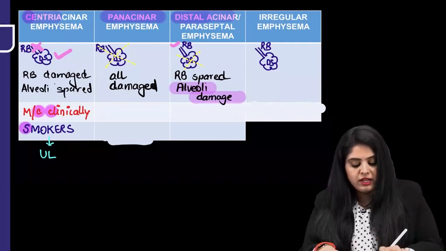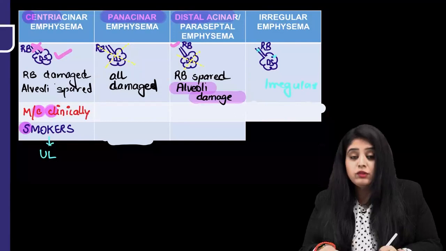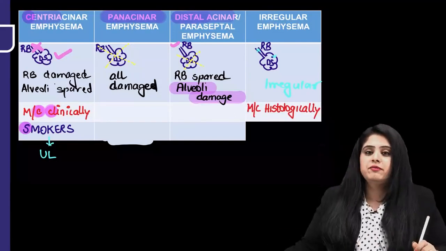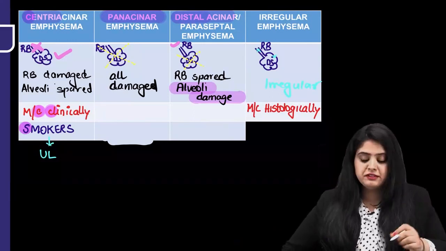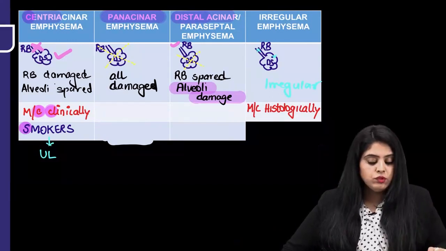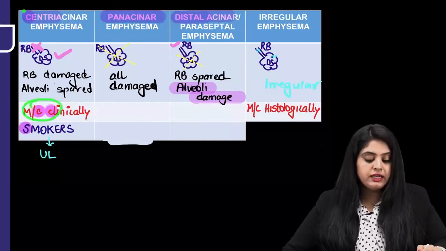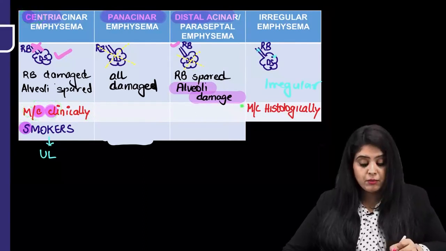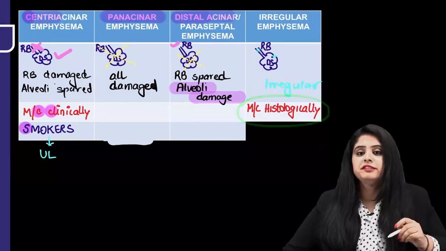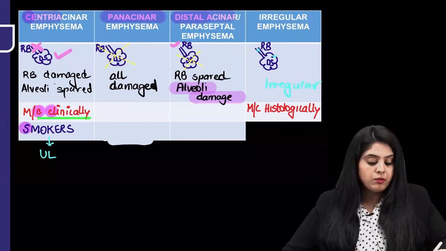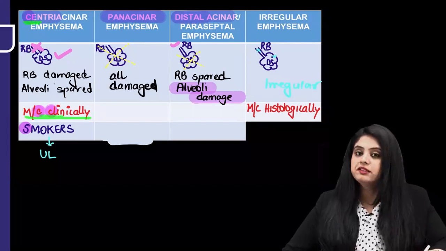Whereas when I talk about irregular, no one can predict. It is totally irregular, so no one is going to ask you this also. But let me tell you, the most common histologically is irregular emphysema. And now you will see what is the difference. You will ask me that the most common clinically means maximum patients who come to you, most common clinically centriacinar emphysema, but the most common type that you see on autopsies is irregular emphysema. So read the question carefully. Most common clinically, C for C, centriacinar emphysema.